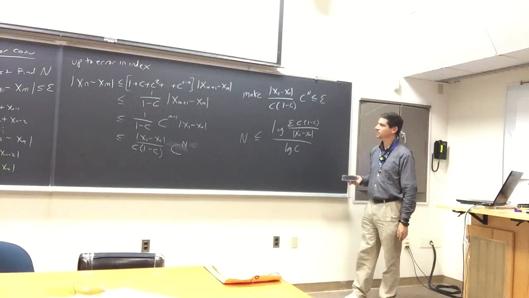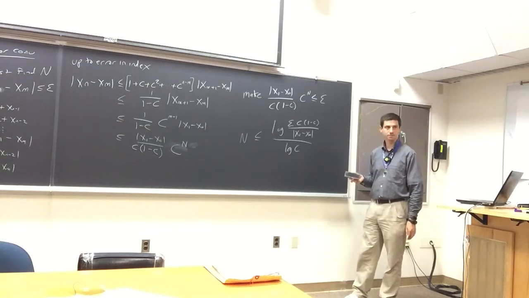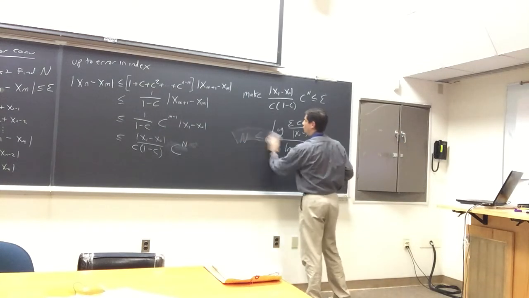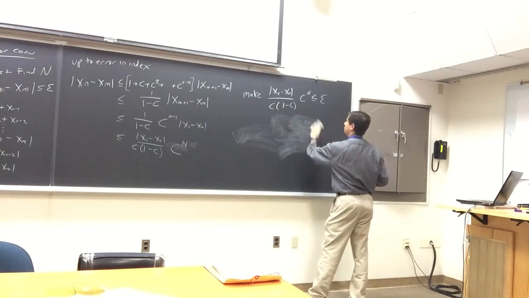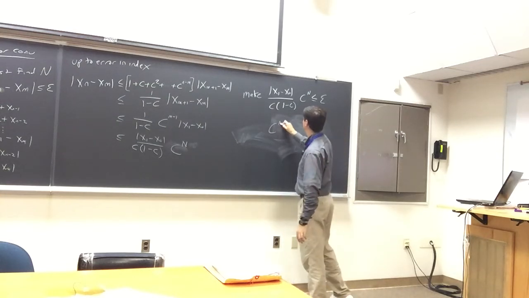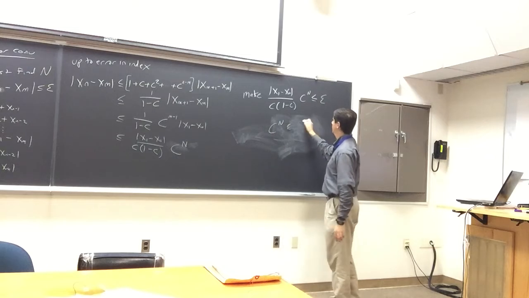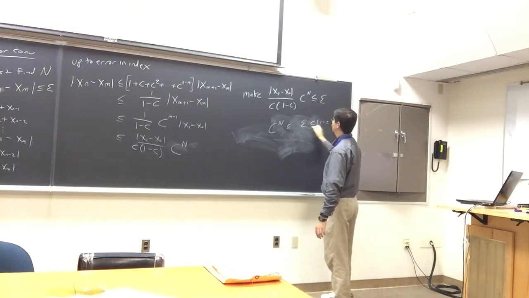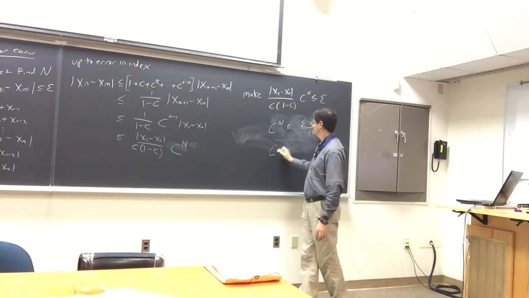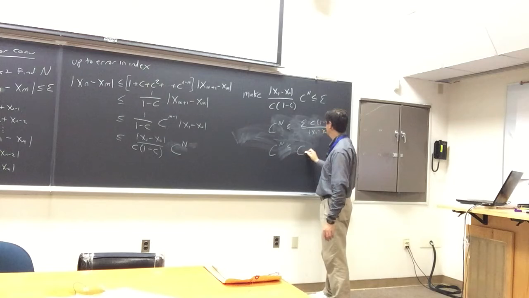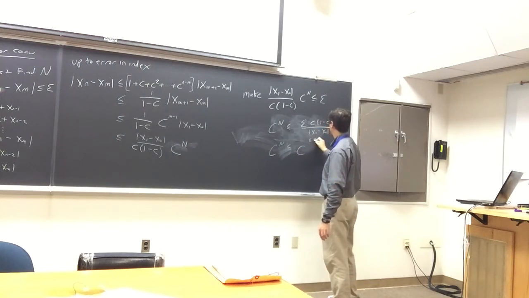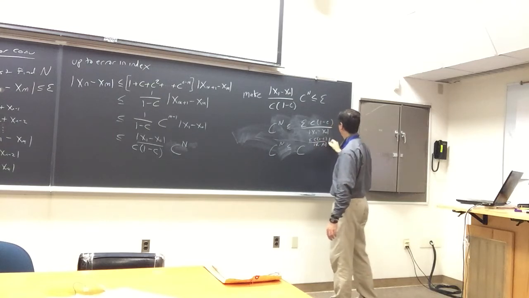I'm a little worried because now I'm getting a less than or equal to. I don't want a less than or equal to, I want a greater than. Right? So one of the things I can do is I can do this a little bit more carefully. I'll do it as c to the n is less than or equal to epsilon c times 1 minus c over x1 minus x naught.